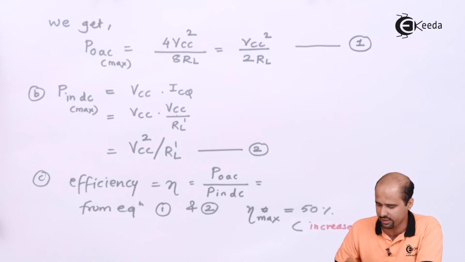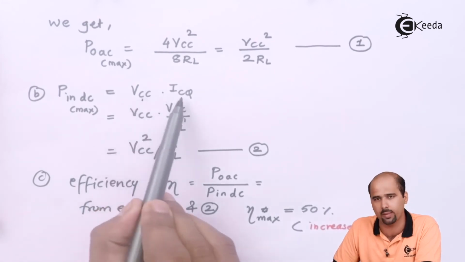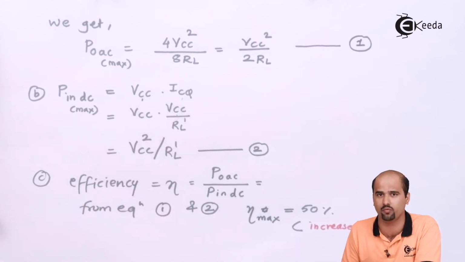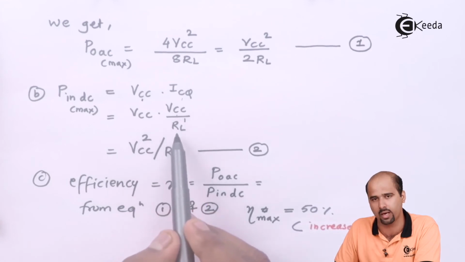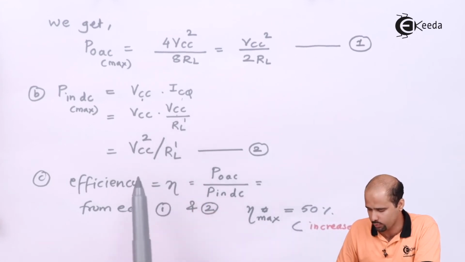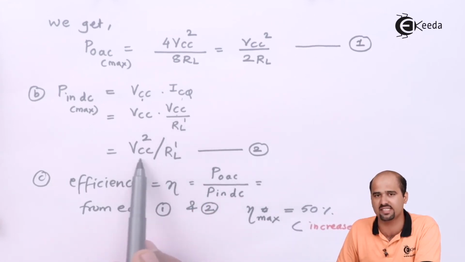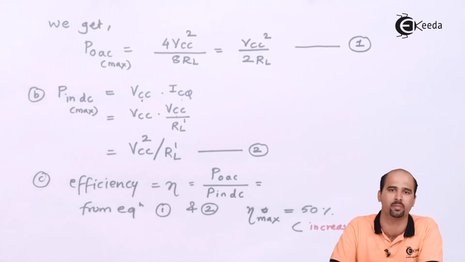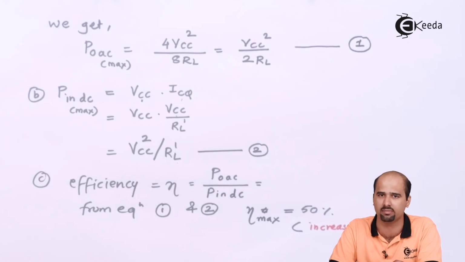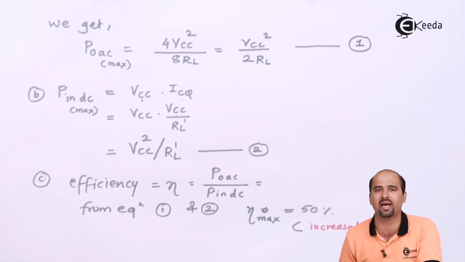Let's move further to calculate how much DC supply I am giving. That is nothing but VCC multiplied by ICQ. What's the value of ICQ? We have got the value of ICQ as VCC divided by RL dash. So VCC multiplied by VCC divided by RL dash, we'll be getting VCC square divided by RL dash. Equation number 2. We have got the value of POAC max and P in DC max.